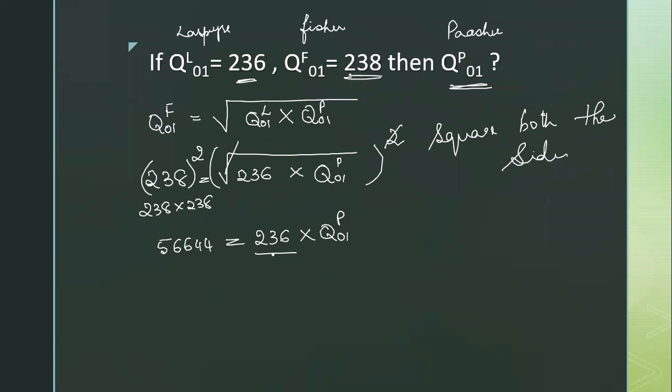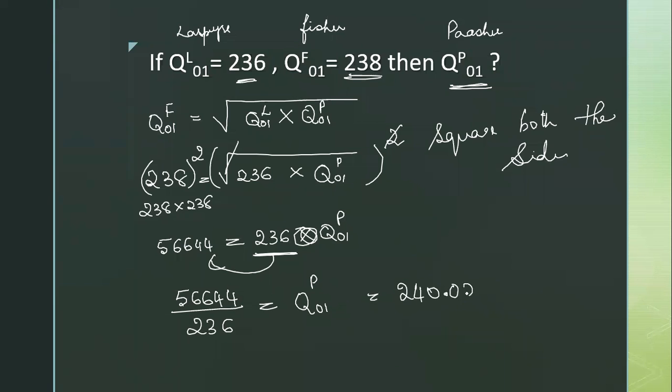So now this 236 you have to bring to the opposite side. So what will happen? 56,644 will be divided by 236 is equal to quantity of the base and the current year. What is the answer? Yes, good. It is 240.0. This is the answer.